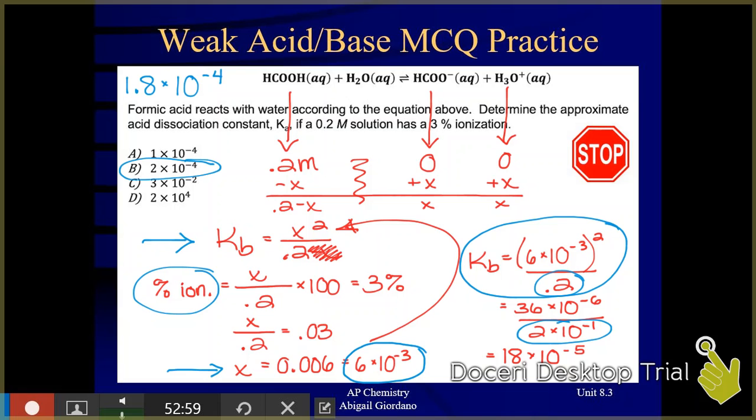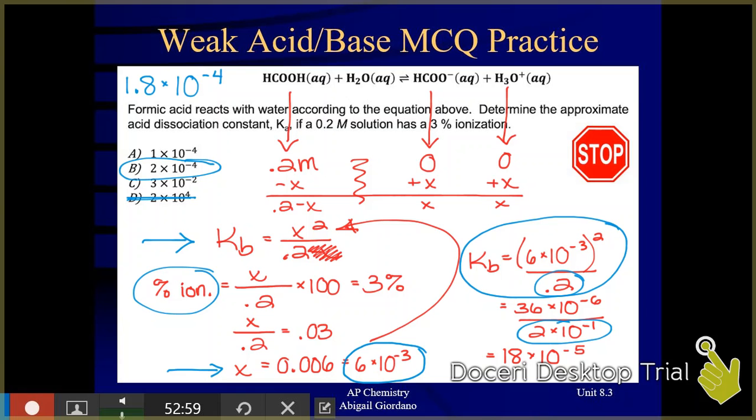Okay, I know that it was not an easy question, and you might be thinking, there's no way I would have gotten that. And I know that the math is tricky, okay, but fill in your ICE table and write out your equilibrium expression. It makes it a lot easier to see where your unknown is and what you need to solve this problem.